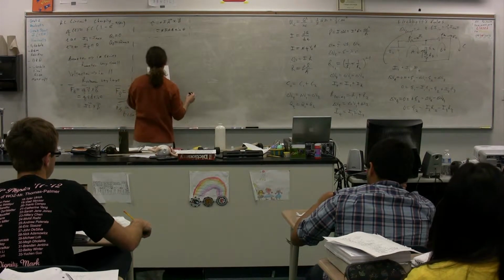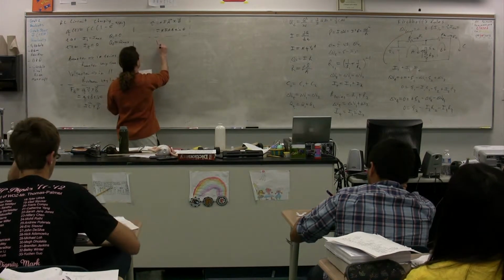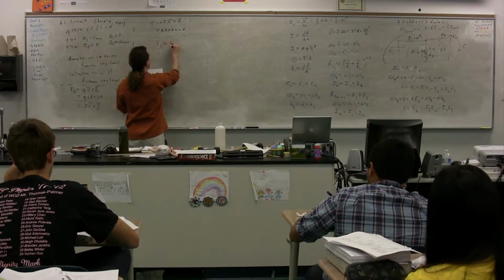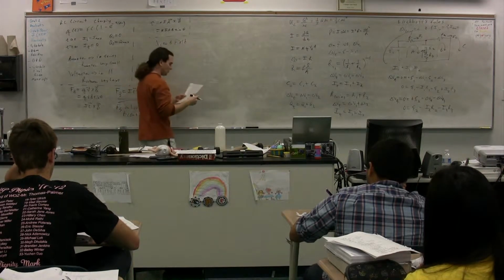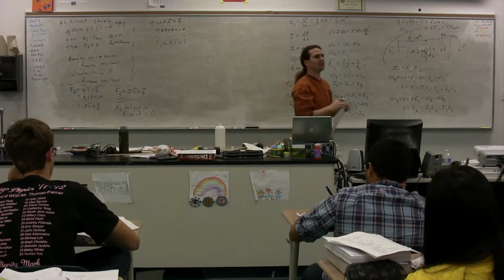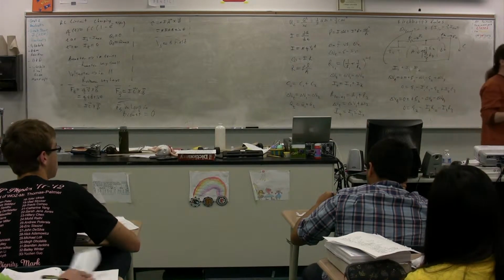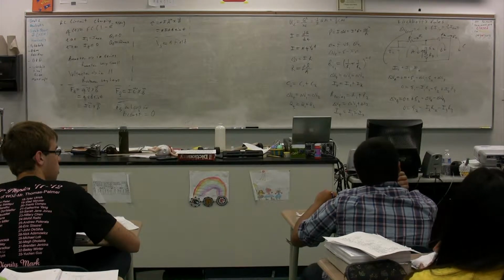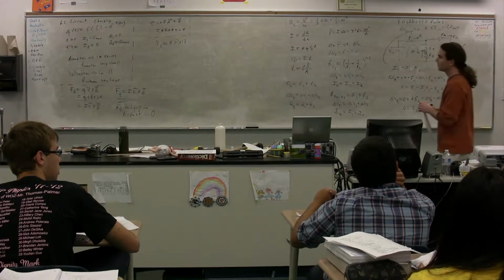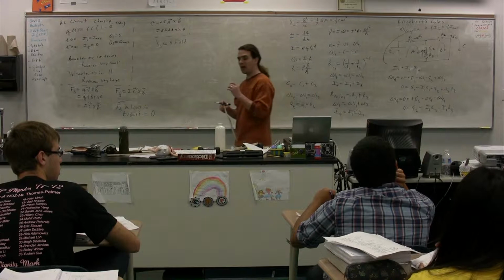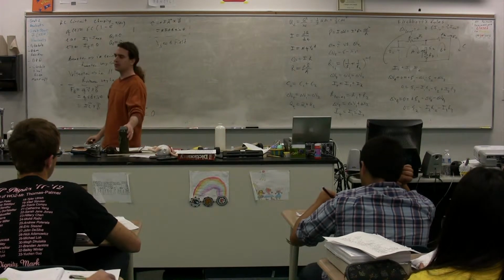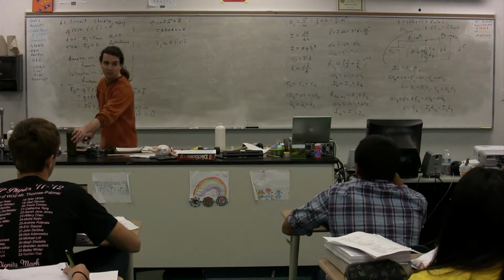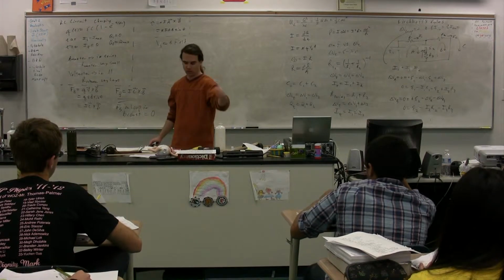Let's say we have a velocity perpendicular to a magnetic field. Describe the motion of the charged object if it's moving perpendicular to a magnetic field. We have the velocity of a charged particle moving perpendicular to a magnetic field. It's circular motion, correct.